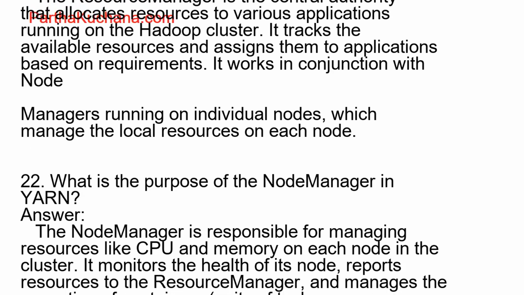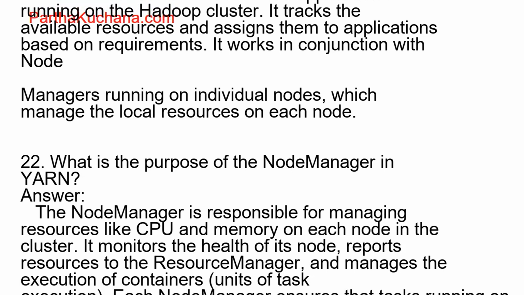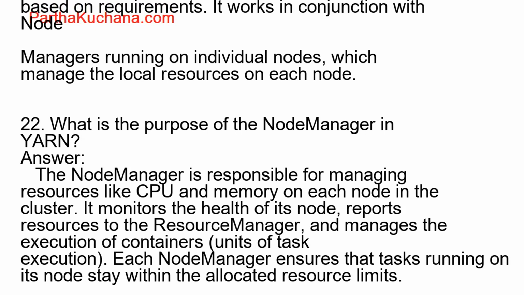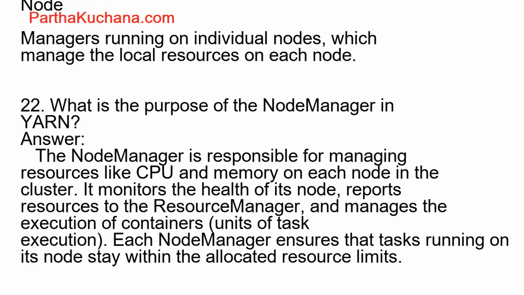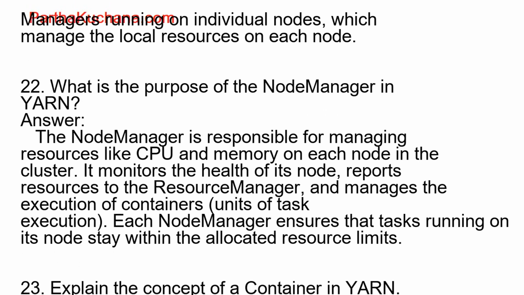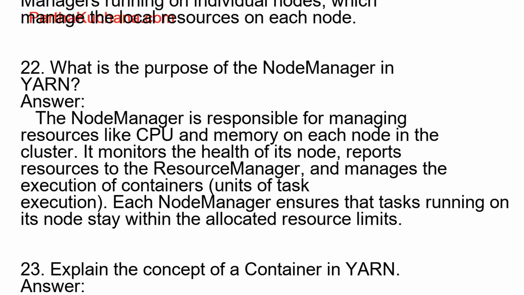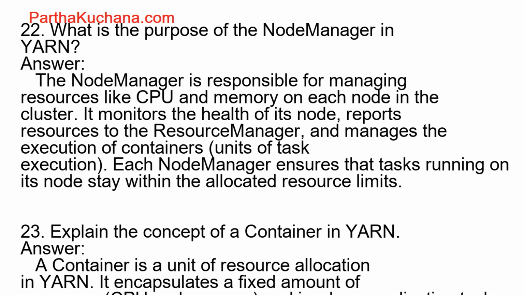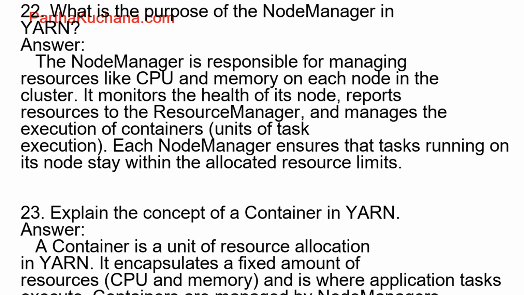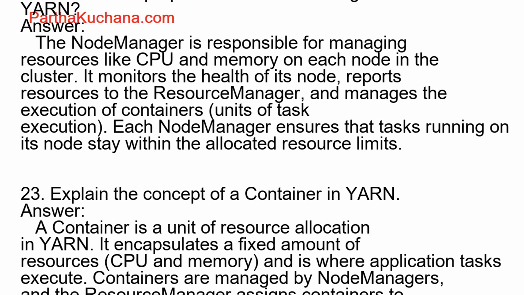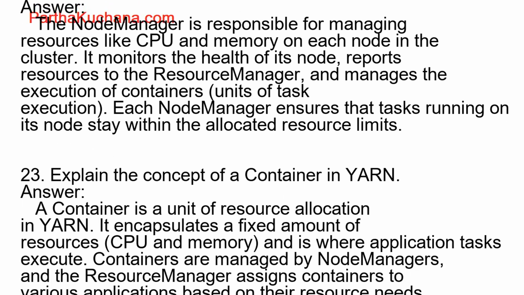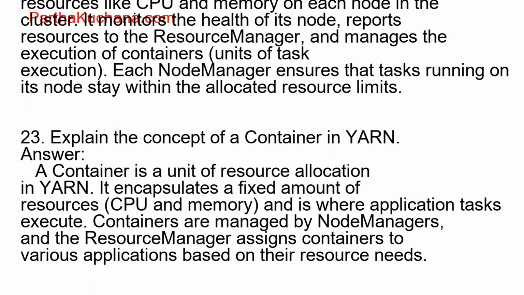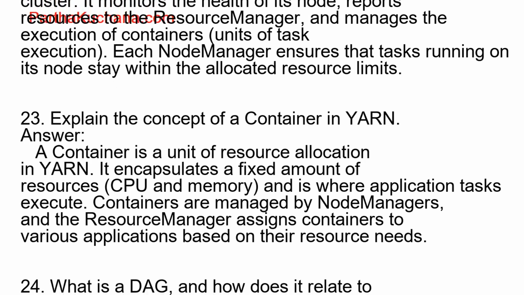24. What is a DAG, and how does it relate to Hadoop? Answer: a DAG, directed acyclic graph, is a graph with directed edges and no cycles. In the context of Hadoop, DAGs are often used in frameworks like Apache Tez to model complex workflows. Each node represents a task, and edges represent dependencies between tasks. DAG-based models provide more flexibility than the traditional MapReduce paradigm by allowing tasks to be represented as a sequence of operations with dependencies.